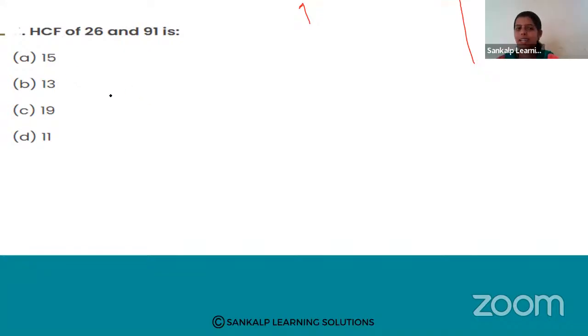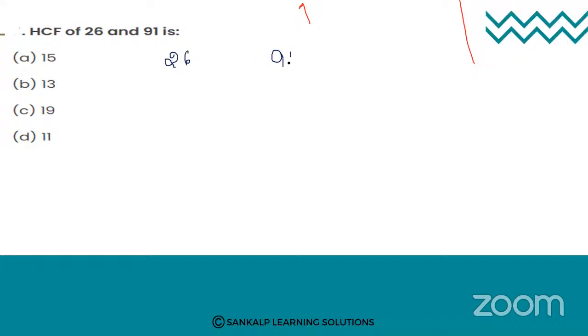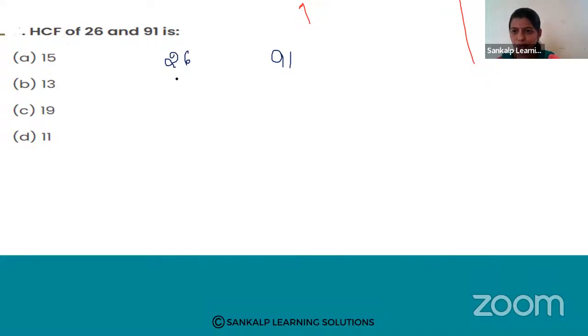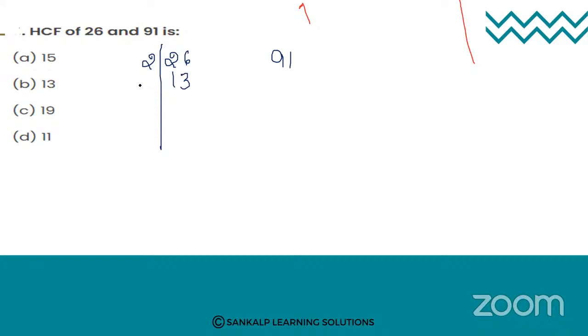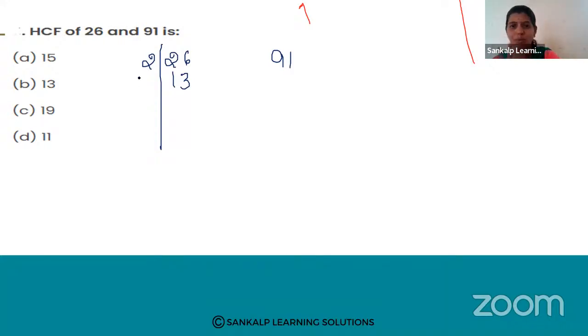Yes. Which one is correct here? 26 and 91. We have to find out the HCF of these two numbers. For that, what will we do? First, we have to find the factors using the prime factorization method, right? So, 2 ones are 2, 2 threes are 6. How do you do prime factorization? You must start from a small number. Don't go directly to a big number, start from a small number. So 2 ones are 2, 2 threes are 6. So in which table does 13 come?